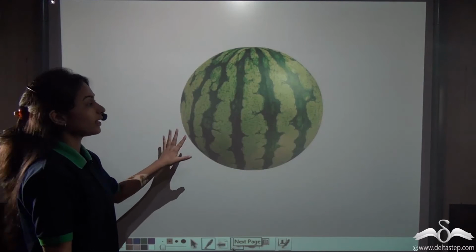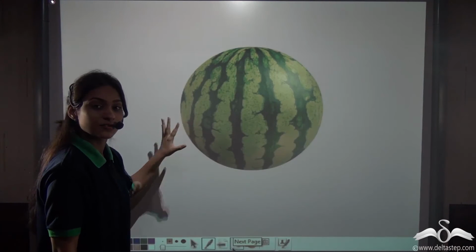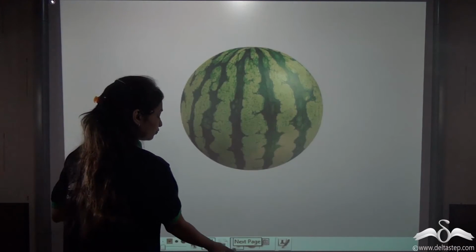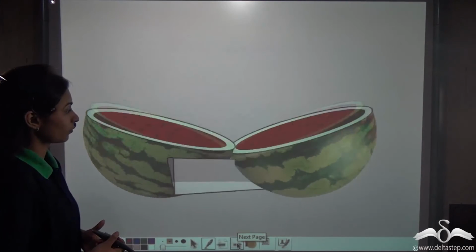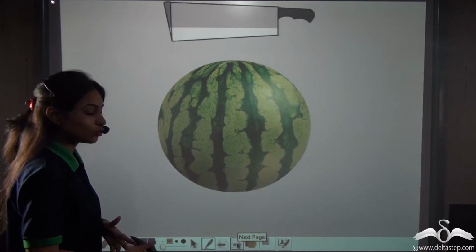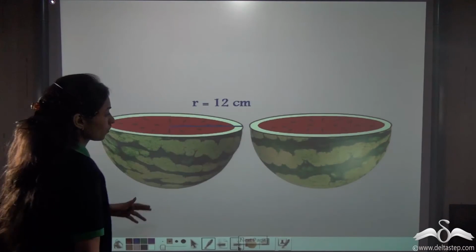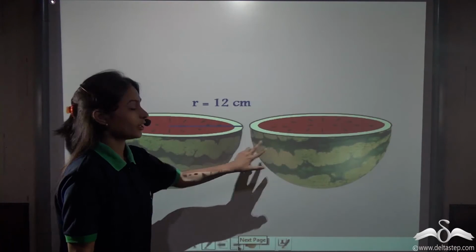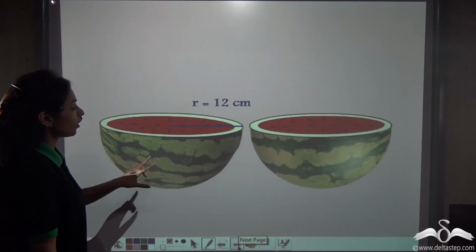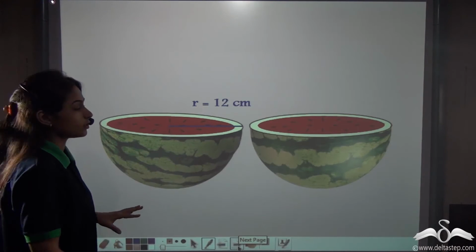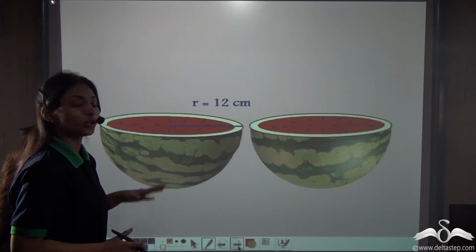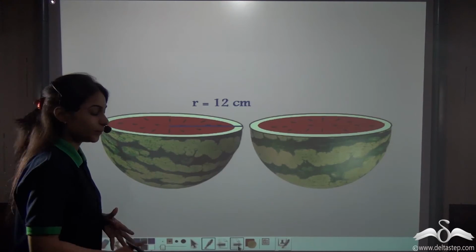Now, you can see that this watermelon is a sphere. Now, let me slice this into two. Exactly from the center of the watermelon, I have sliced it into two. So, you can see we have created two hemispheres out of this. Now, let's take one of them, and I found out that the radius of one of the hemispheres is 12 centimeter. So, can you find out the volume of the watermelon in one hemisphere of it?